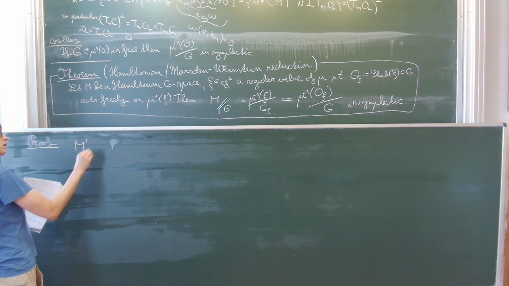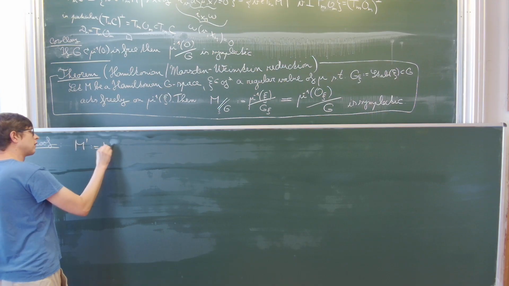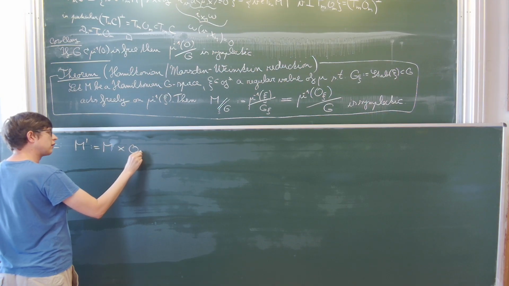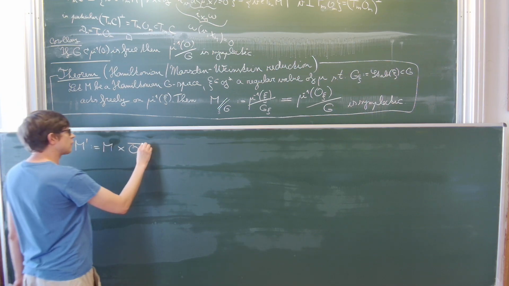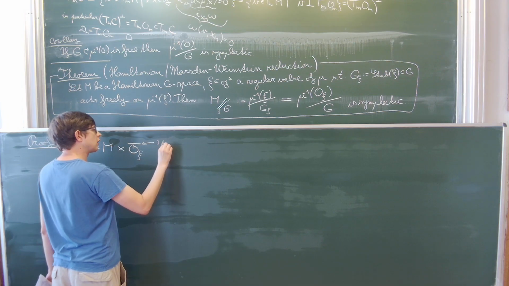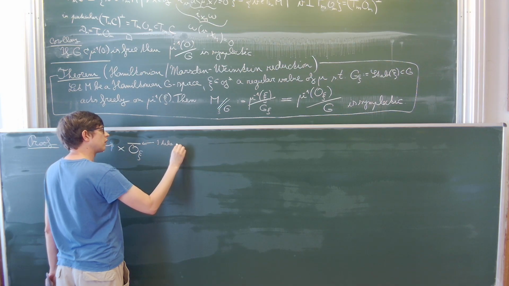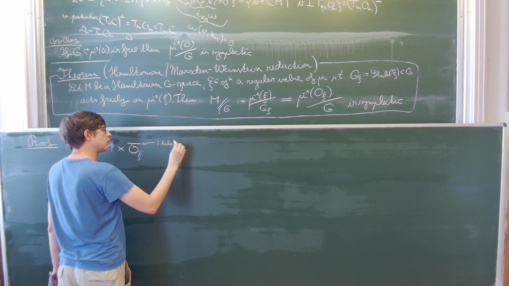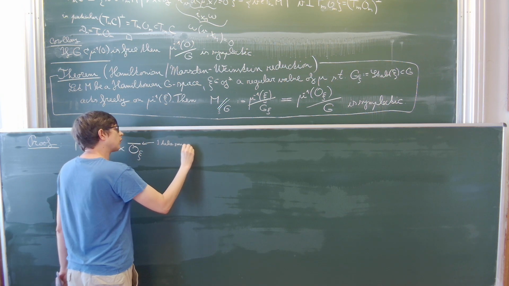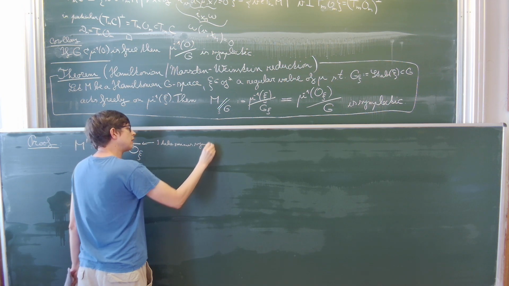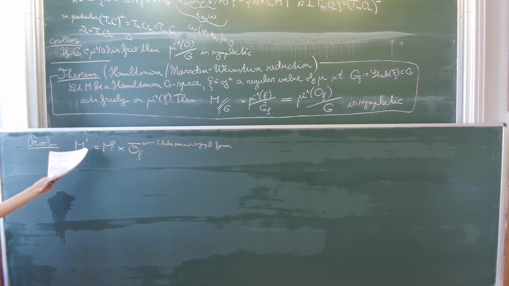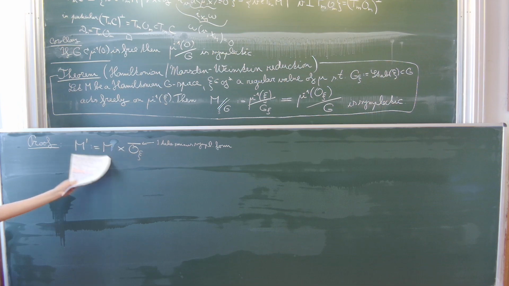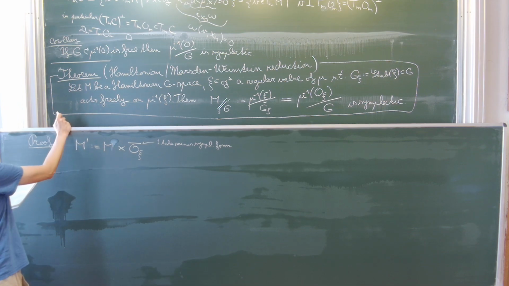Let's define a new symplectic manifold as the product of the original manifold and the coadjoint orbit of psi. The bar here means that I take the opposite symplectic form, minus omega. That's the standard notation. By this I mean that as a manifold it's a product, but the symplectic form is not a sum; it's the symplectic form here minus the symplectic form there.